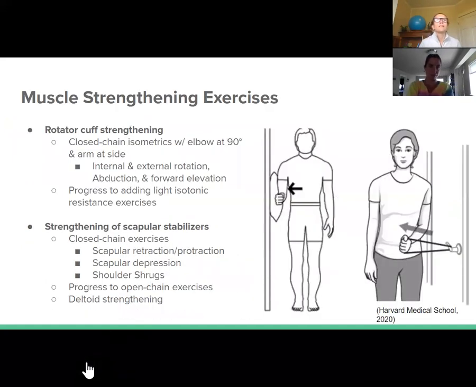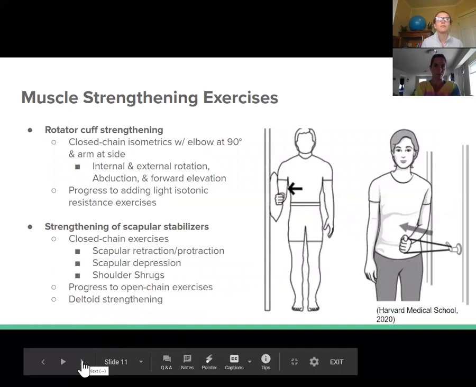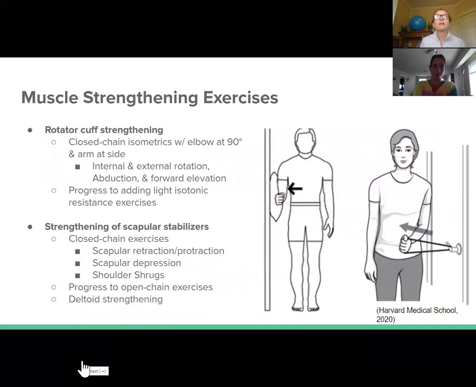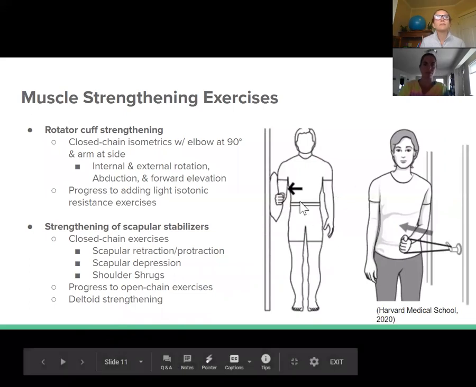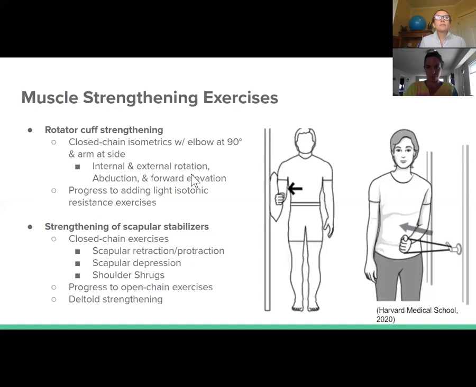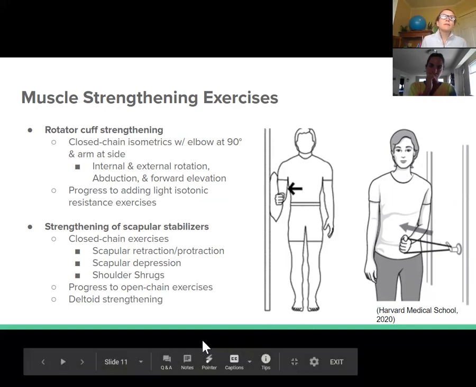More examples of strengthening exercises. It's important to strengthen the rotator cuff. So we could do this by using closed chain isometrics with elbow at 90 and arm at side like this man's doing right here. We can do isometrics with internal and external rotation, abduction, and forward elevation, and then slowly progress to adding light isotonic resistance exercises. This can be done with a TheraBand, like this picture here, or with dumbbells.